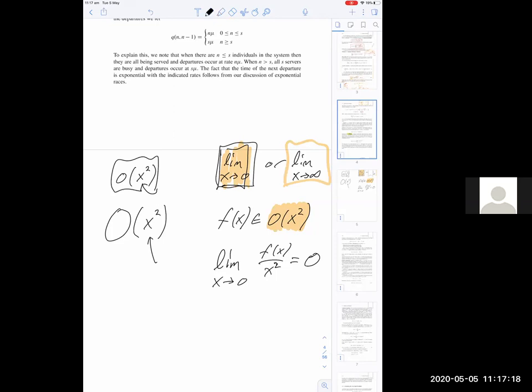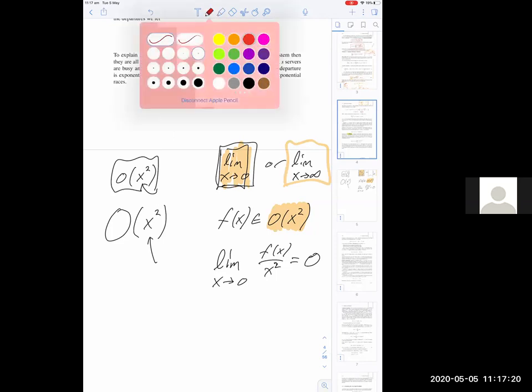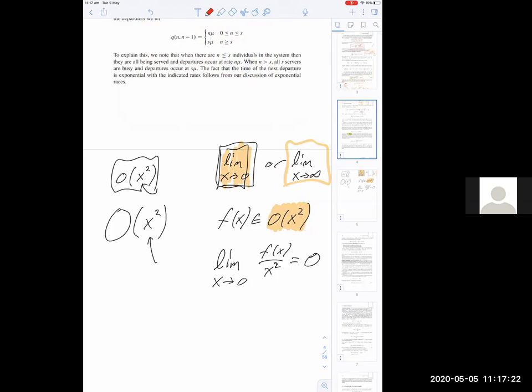For example, here, let me give you one such function. One such function can be x to the power 1.5. So x to the power 1.5 is in the set of functions little o of x squared. So that's what you mean by little o notation.